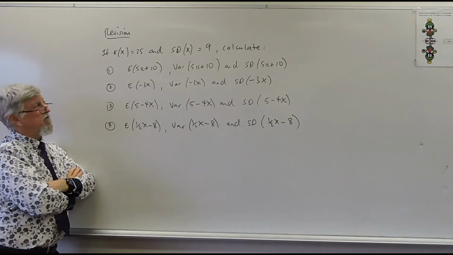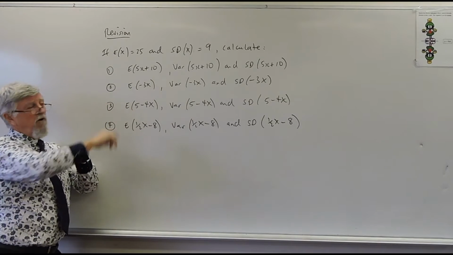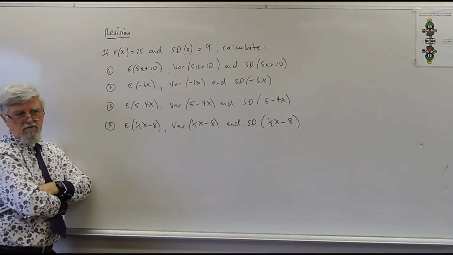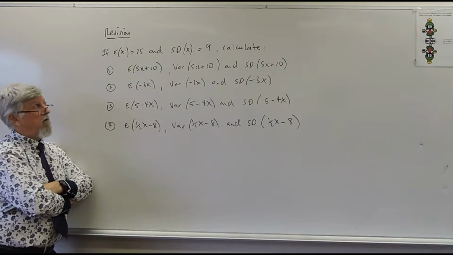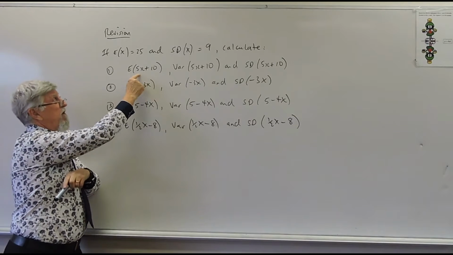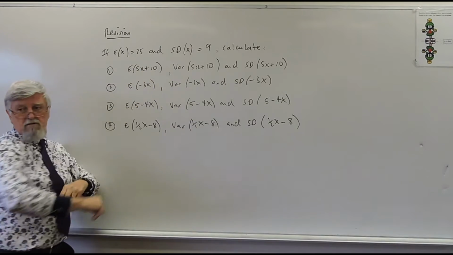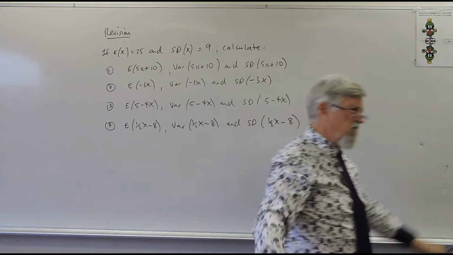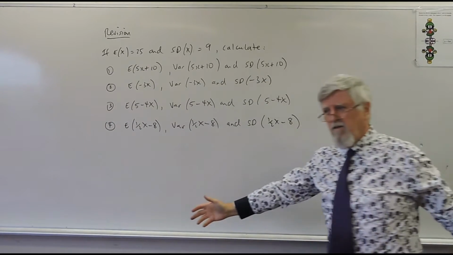Right, let's have a look what's going on. The average is 25 and the standard deviation is 9. What happens if I multiply every score by 5 and I add 10? Are the numbers 5 times more spread? What's going on?